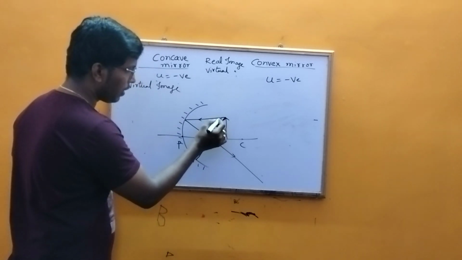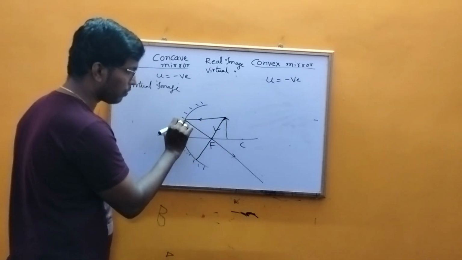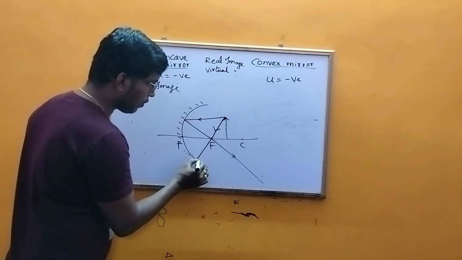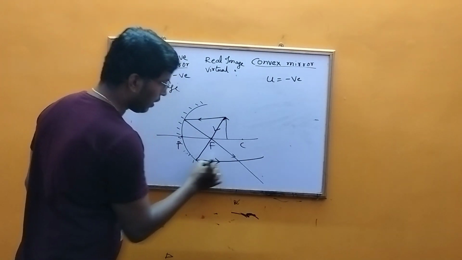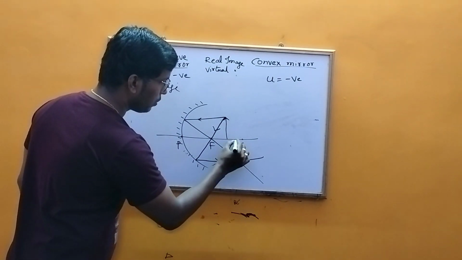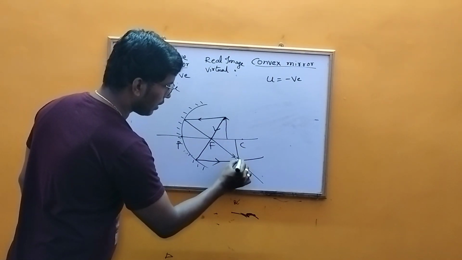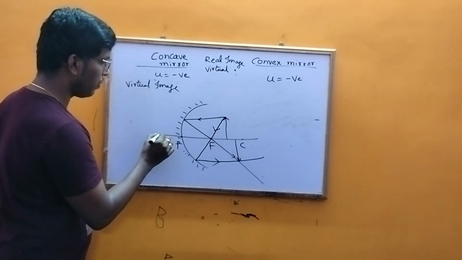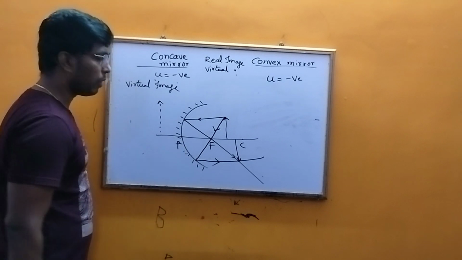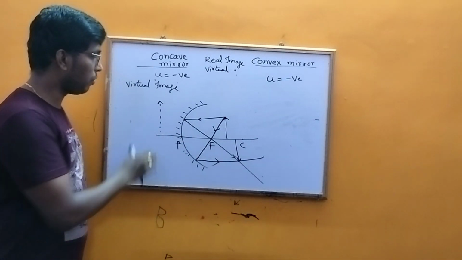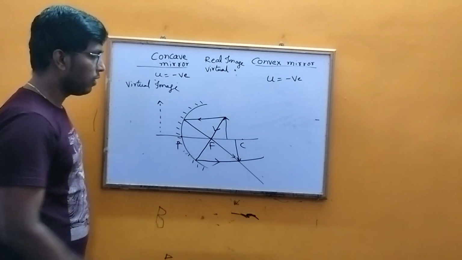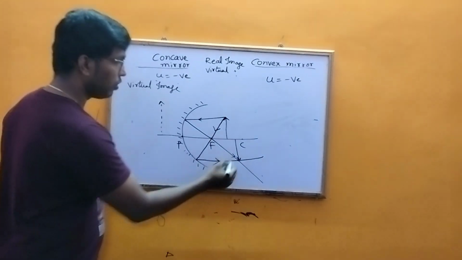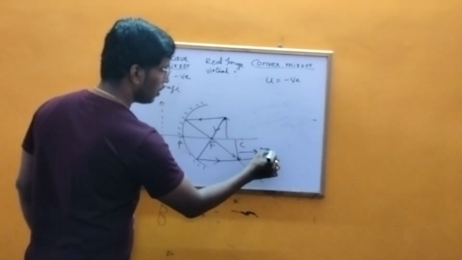So in the first case, parallel to the principal axis, after reflection it passes through the focus. In the second case, passing through the focus, after reflection it passes parallel to the principal axis. So we observe that both the light rays will meet at this point. If you observe the first diagram, in the previous diagram, the image is formed on this side, but in the second case, the image is forming on the right side of the mirror. So this type of image is known as a real image.